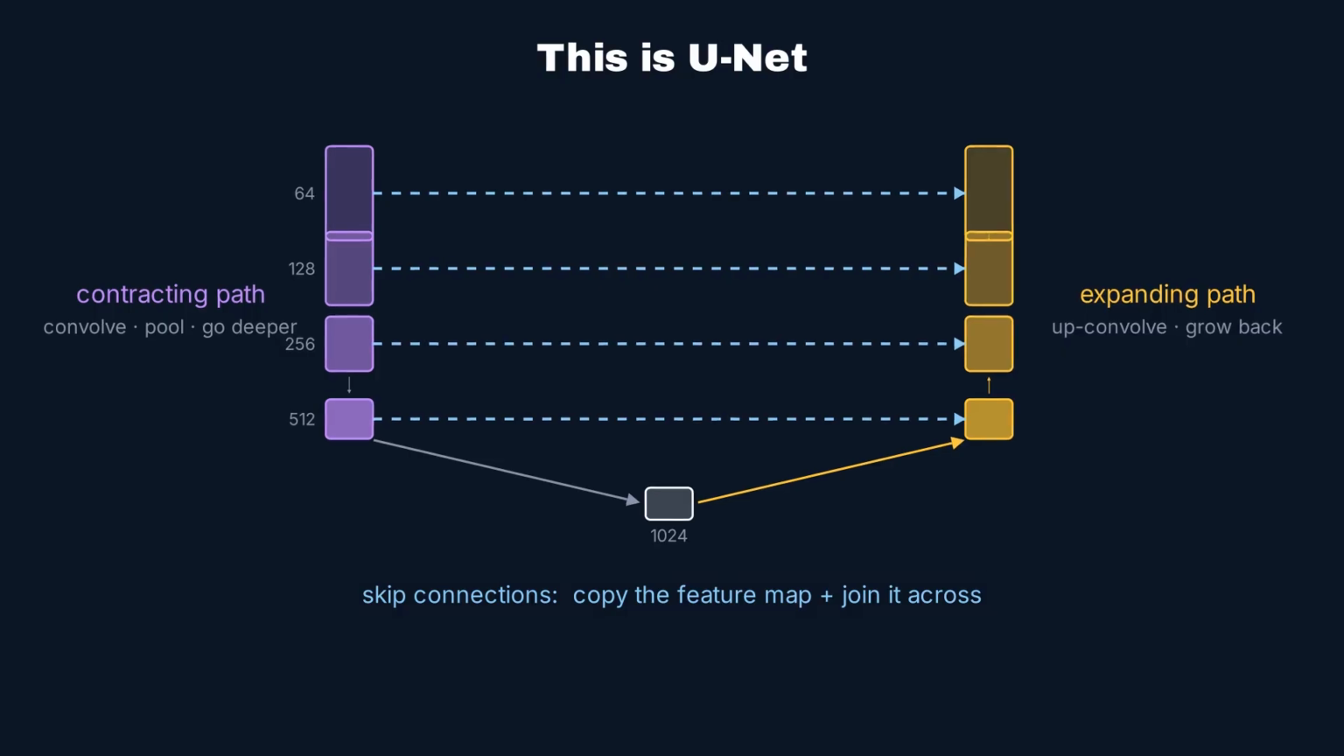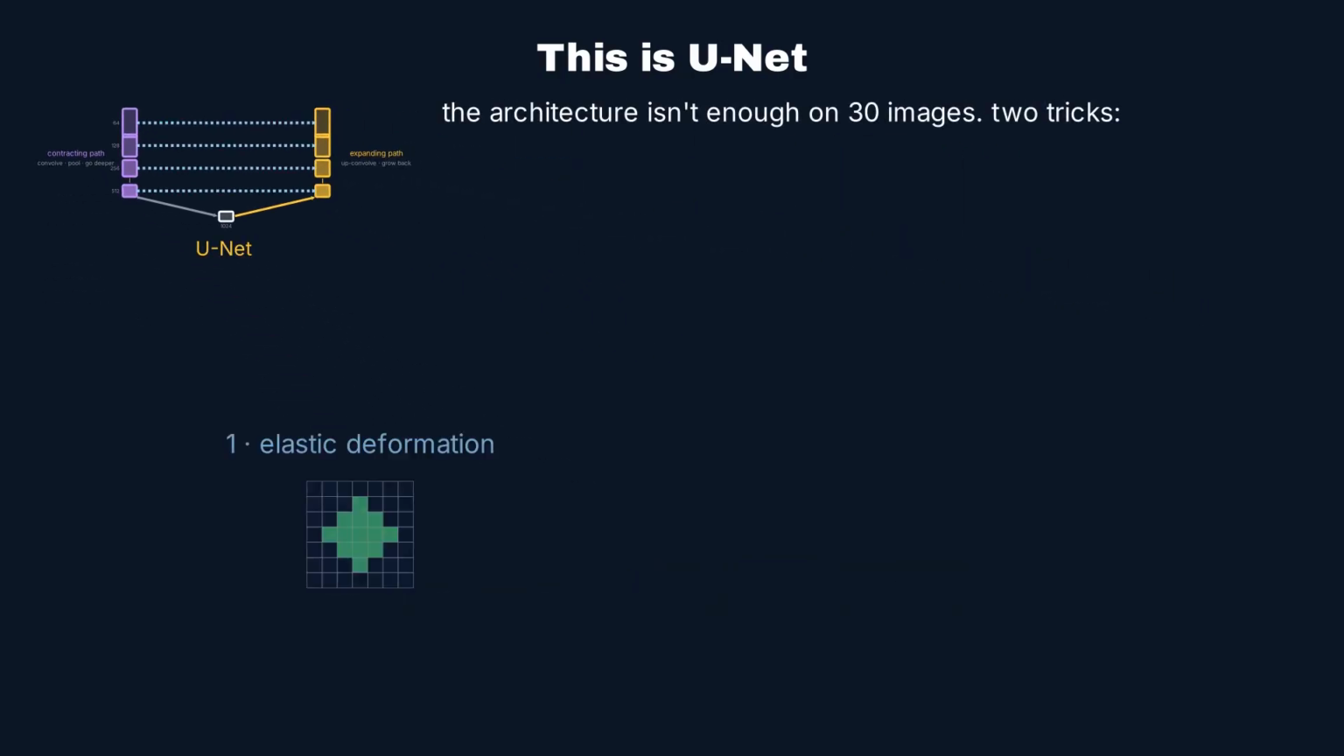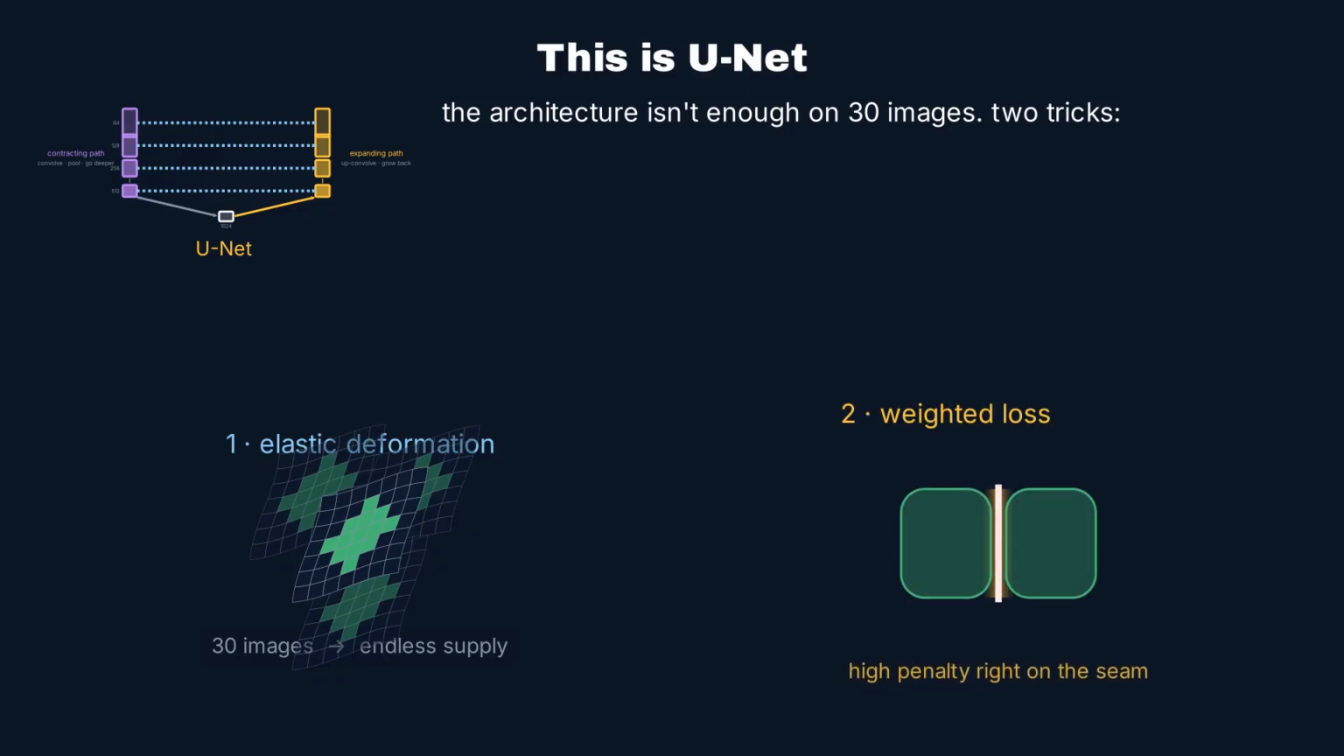But architecture alone isn't enough with only 30 images. So they added 2 tricks. First, elastic deformation. Warp each image with a smooth random distortion, so one image becomes an endless supply. Second, a weighted loss. Draw a thin line right where 2 cells touch, and make getting that seam right matter more. High penalty, exactly on the border. Deep meaning, plus precise location, at full resolution.